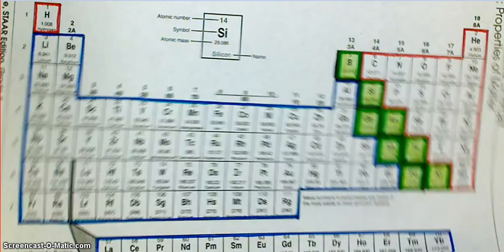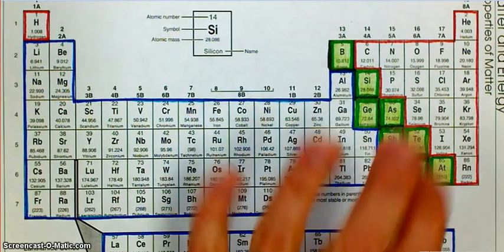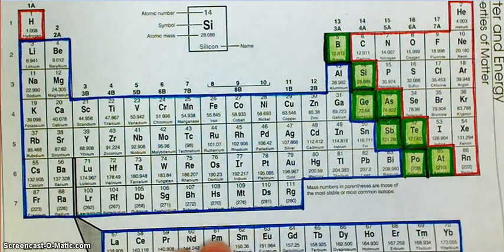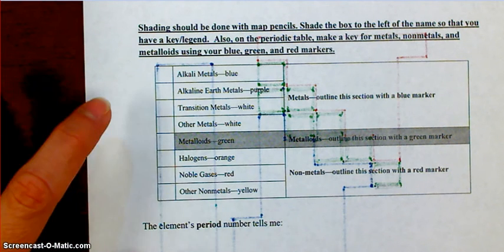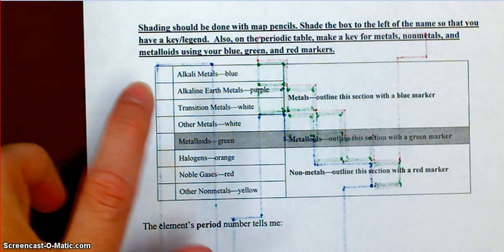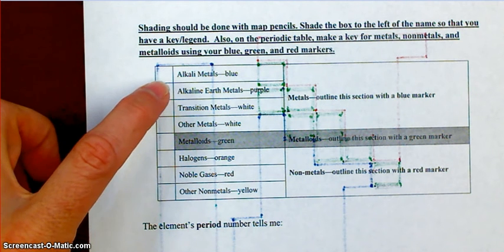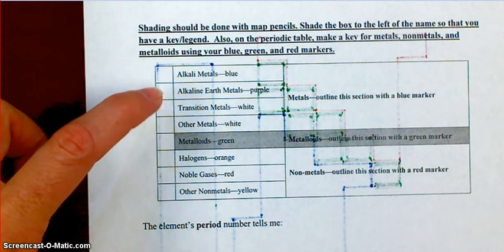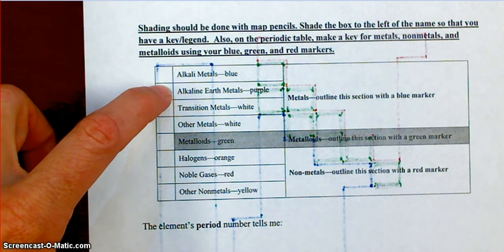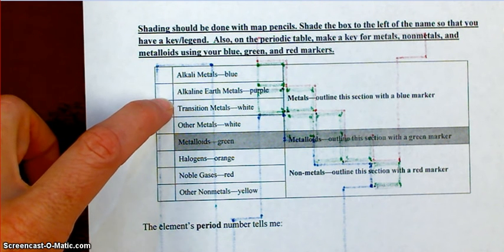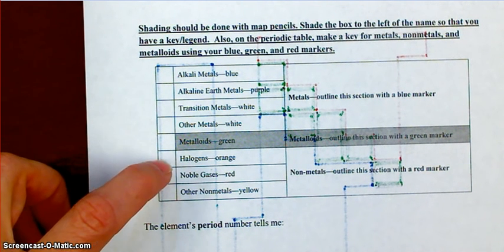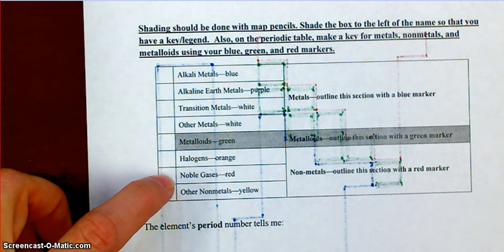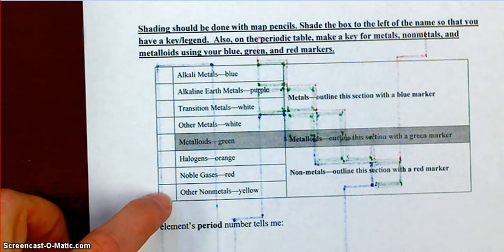Okay, I'm going to flip to the back so that we can do the key, and then we'll come back to the front and color code everything properly. Okay, so even though I didn't use Sharpies, I did have a little bit of bleed through, so we're just going to have to deal with that. If I'd used Sharpies or something, it'd be even worse. Alkali metals are blue. Alkaline earth metals are purple. Leave these two white. This one's already been shaded green. Halogens orange. Noble gases red, other non-metals yellow.